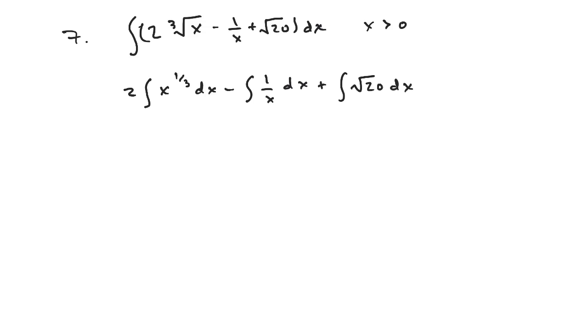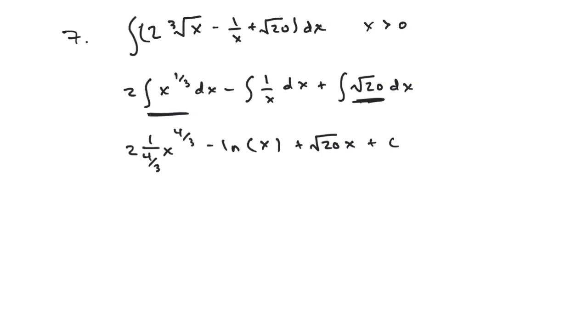Now I can do the rules of anti-differentiation. For this one here, I'm going to use the power rule. So I'm going to do 2, and for my x, I add 1 to the exponent, so I get 4/3, so I'm going to do 1 over 4/3 out in front. Then here I have minus the integral of 1 over x dx, and remember we have a rule that says that's the natural log of x when x is greater than 0. And then again here we have a constant, so we can say this is plus the square root of 20x plus c.